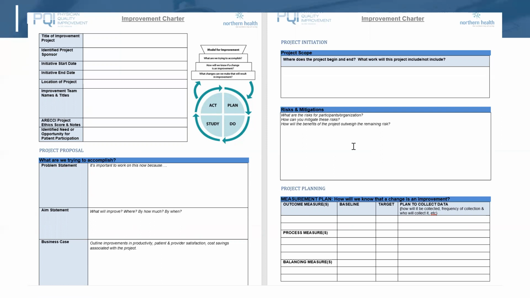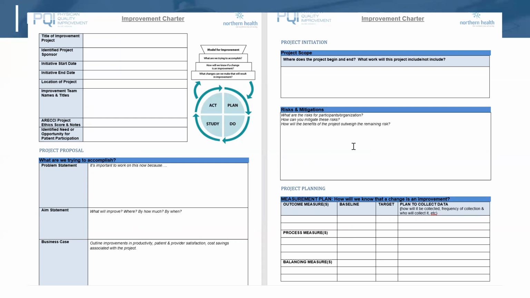It's good to have that person sort of in the know from the very beginning and get a sense of what your project is and what you're trying to accomplish. So identify that sponsor early. And you have your start date and your end date for your project, where the project's happening, who's on your team. And a RECCE score. What a RECCE is, it's basically the quality improvement version of research ethics.